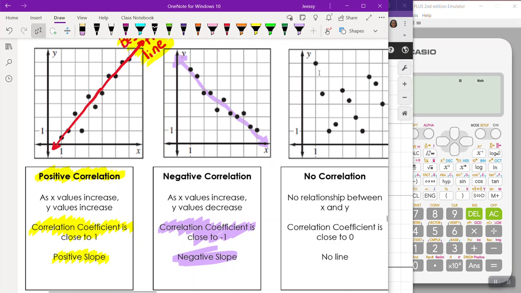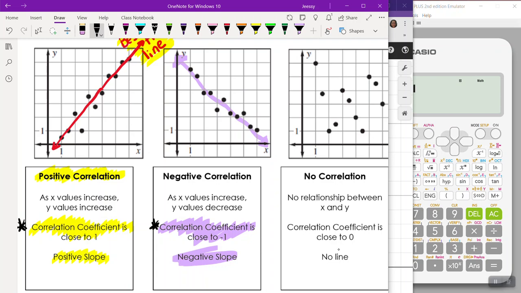All right, so as x increases, the y value decreases. Negative slope. Once again, a positive slope is going to have a correlation coefficient close to positive 1, and a negative correlation is going to have a correlation coefficient that is close to... wait, I think I said something wrong. A positive correlation will have a correlation coefficient close to positive 1, and a negative correlation is going to have a correlation coefficient that is close to negative 1. All right, which makes sense. Positive slope, positive value, negative slope, negative value.